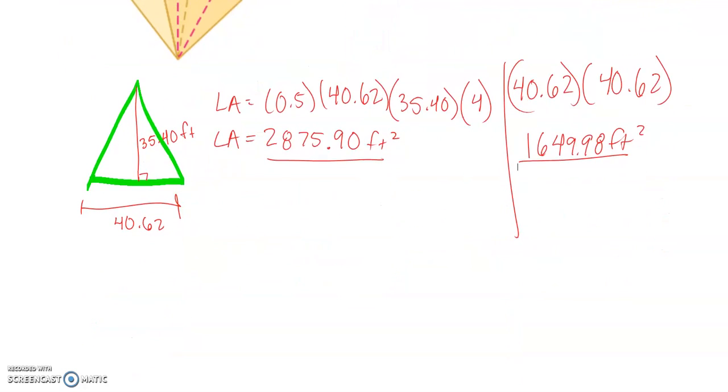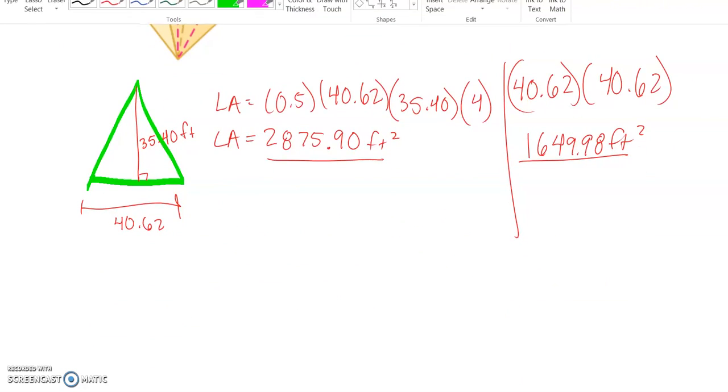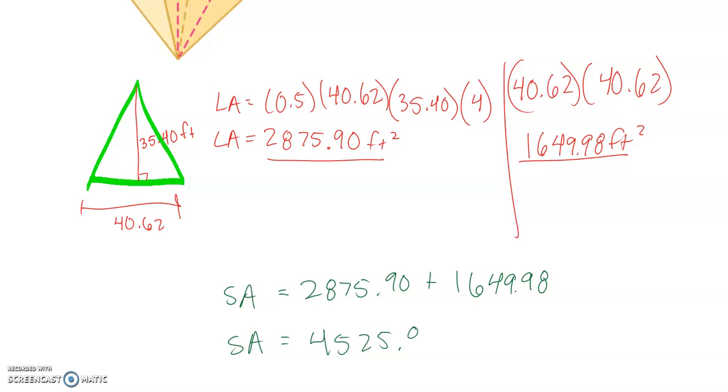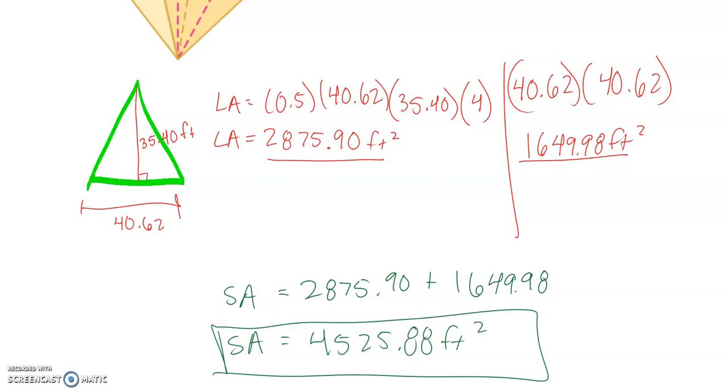And then last step, I just need to add those two. So my final answer for surface area is going to be 2,875.90, which is the lateral area, plus the base area. And that gives me a final surface area of about 4,525.88 feet squared. And that should wrap up everything for surface area of pyramids and cones.